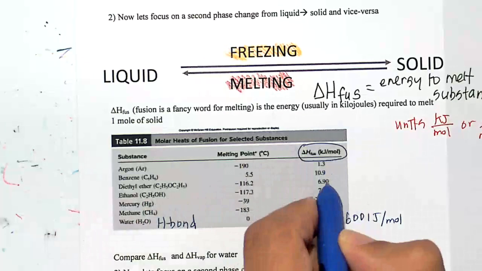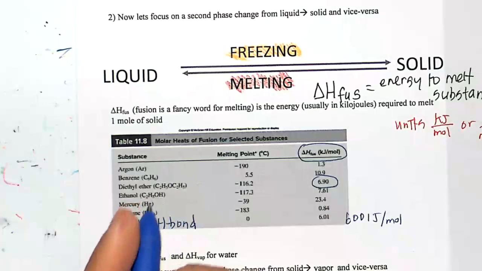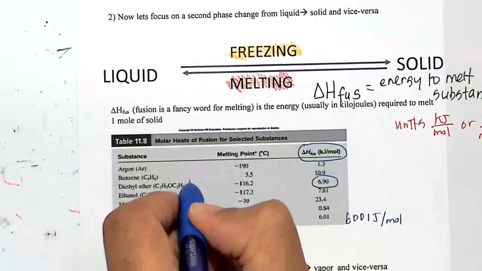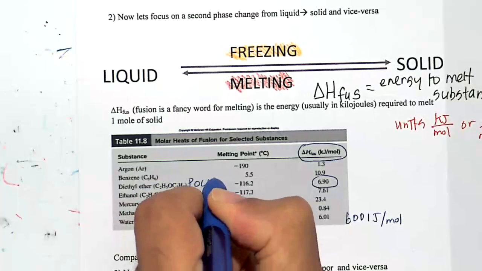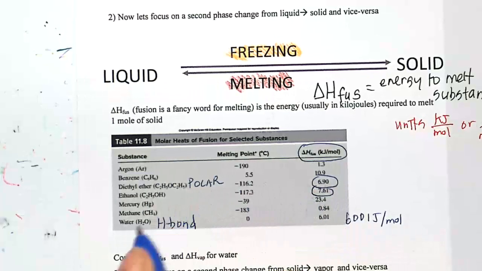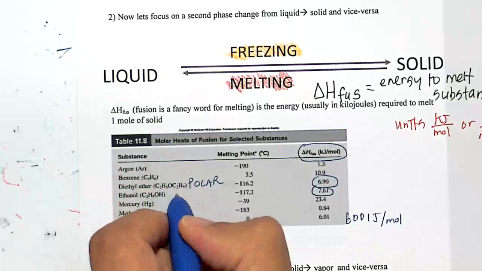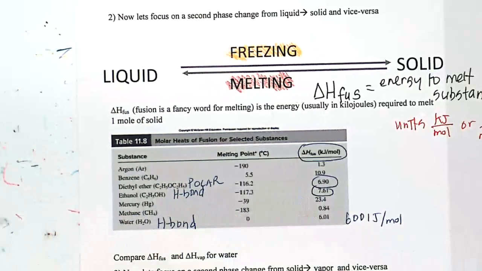What do you think about diethyl ether? Why do you think it's a little bit more? Usually hydrogen bonds are stronger, but this is polar. Why do you think this is a little bit higher than diethyl ether, ethanol? Hydrogen bonding.